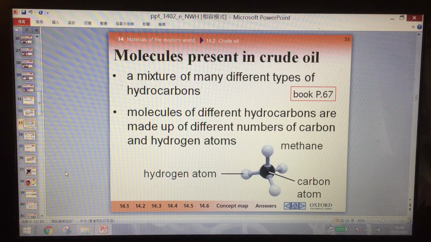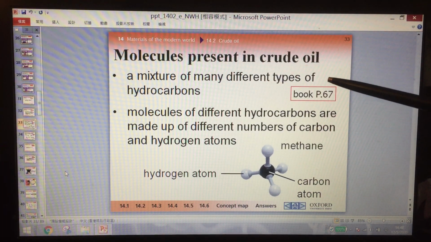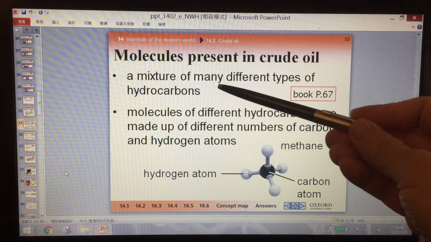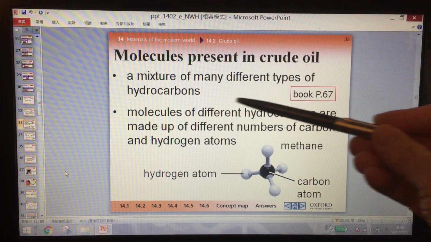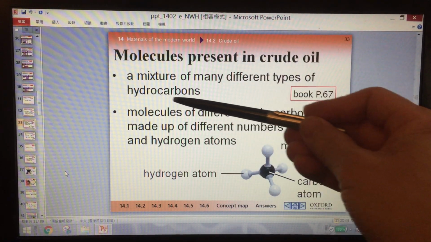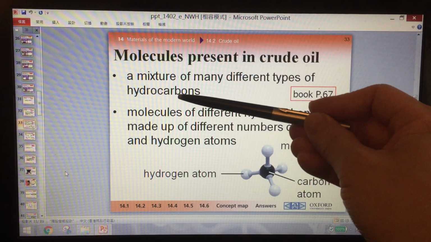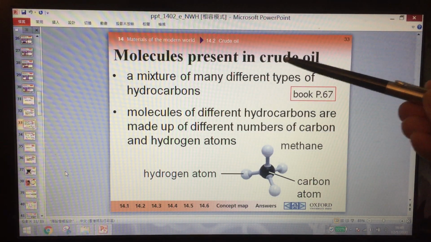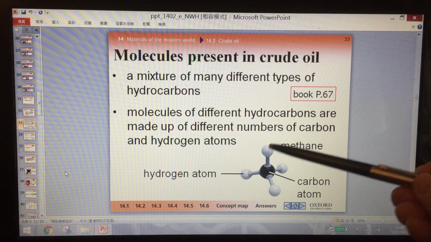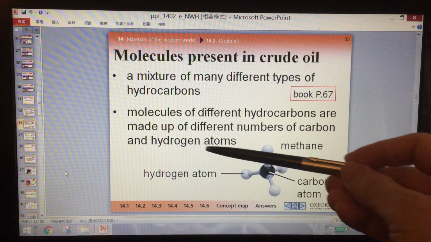Okay, now we talk about the molecules present in crude oil. Actually, crude oil is a mixture of many different types of hydrocarbon. That means some small hydrocarbons, some medium-sized hydrocarbons, and some very large hydrocarbons mixed together, and that is crude oil. And molecules of different hydrocarbons are made up of different numbers of carbon and hydrogen atoms.